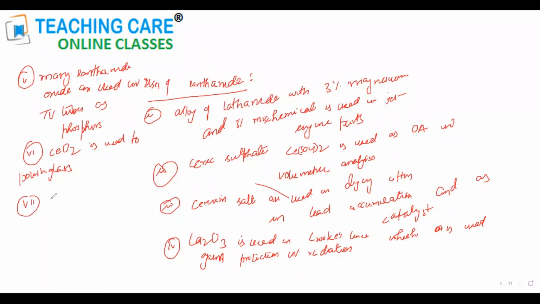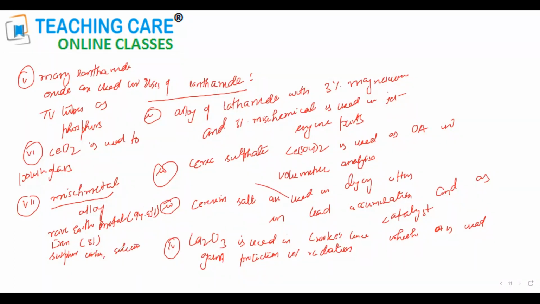Then most important, mischmetal is an alloy which contains rare earth metals, that is lanthanides, 94.95%, iron 5%, and sulfur, carbon, silicon, calcium, and aluminum. Okay.